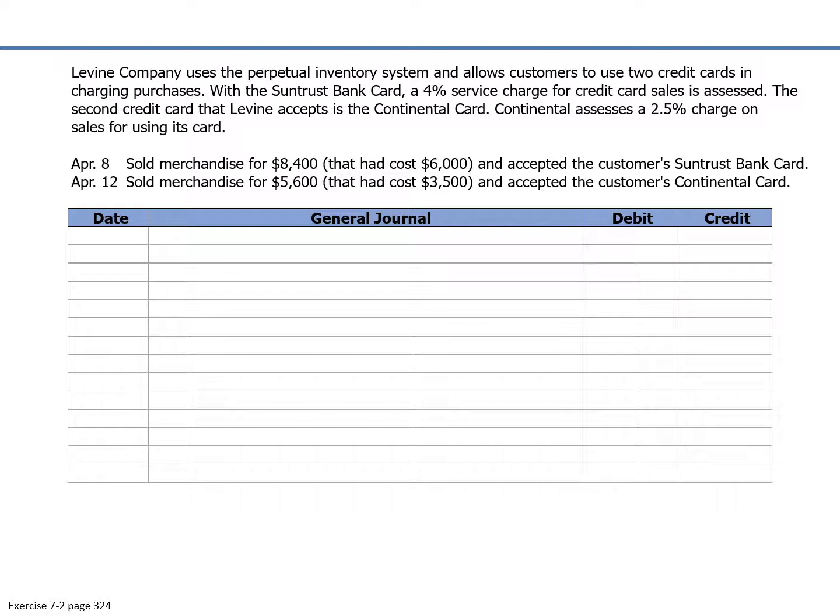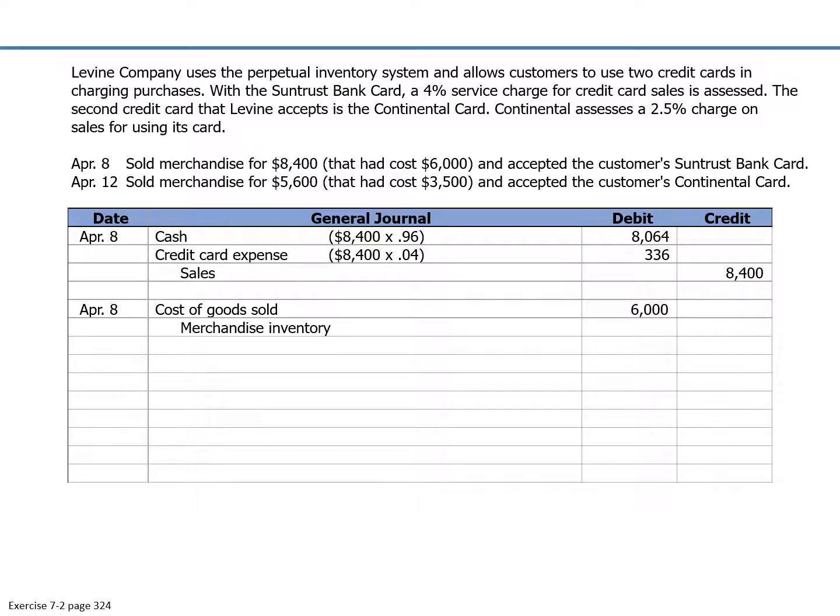So on April 8th, they sold merchandise for $8,400 that had a cost of $6,000, and they accepted the customer's SunTrust Bank Card, which has a 4% service charge, right? So we're going to record our sale for $8,400. We're going to record our credit card expense, which is our $8,400 times the fee of 4%. We're going to record cash for the net, $8,064. Then we also need to record the cost of the goods we sold, right? So cost of goods sold, $6,000, they tell us, and reduce our inventory by $6,000.